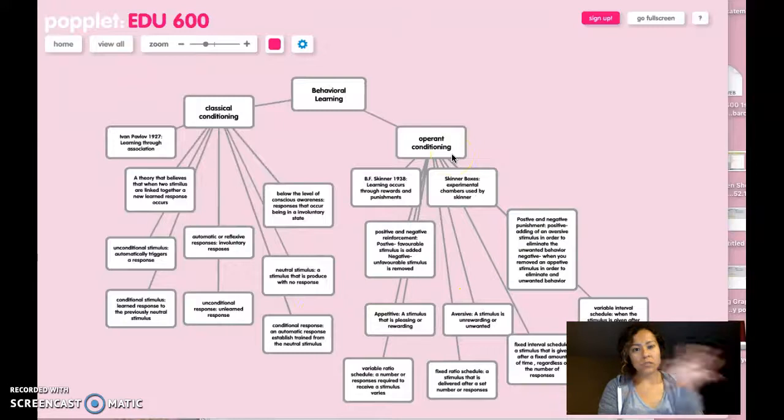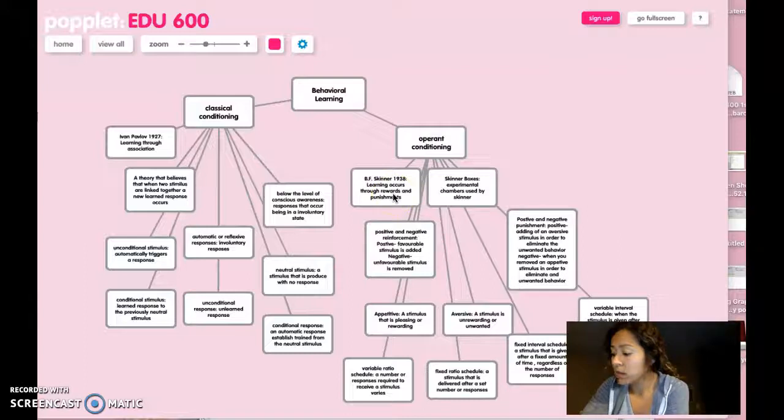I'm first going to do the same thing I did with the other one. So I'm going to just read through all of my boxes, and then I'll go back to it. Operant conditioning was a theory that was created by B.F. Skinner in 1938, and he believed that learning occurs through rewards and punishment. And then also individuals make an association between a particular behavior and consequences.